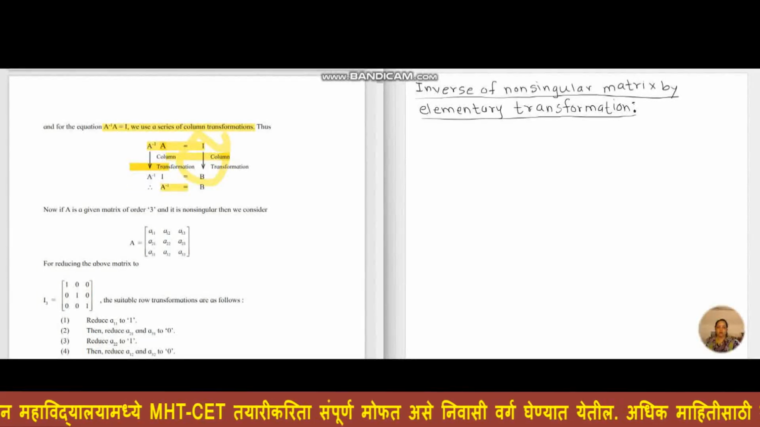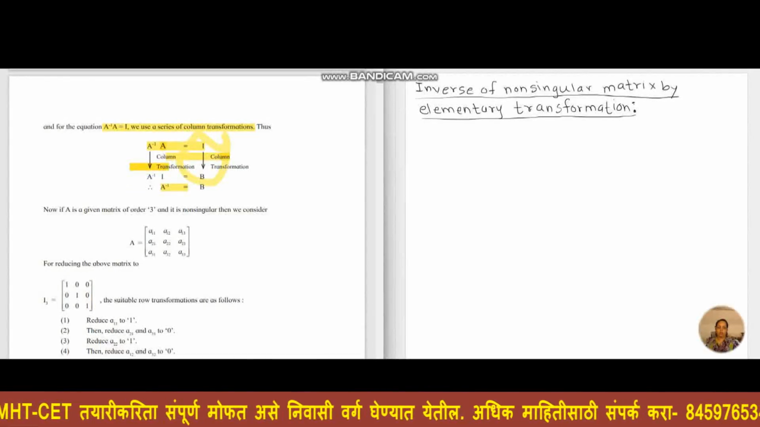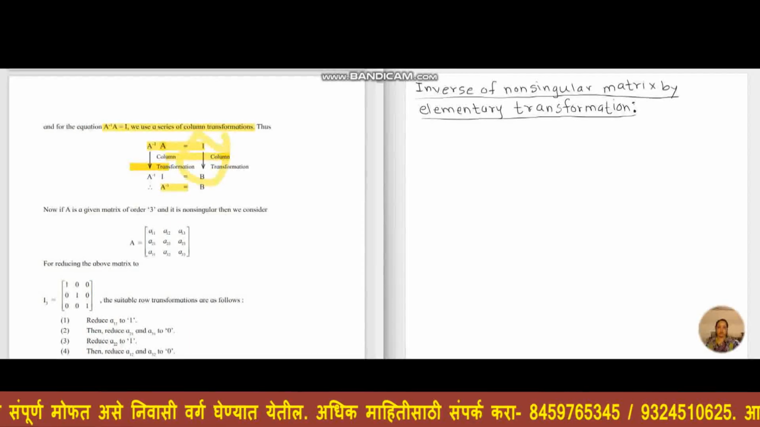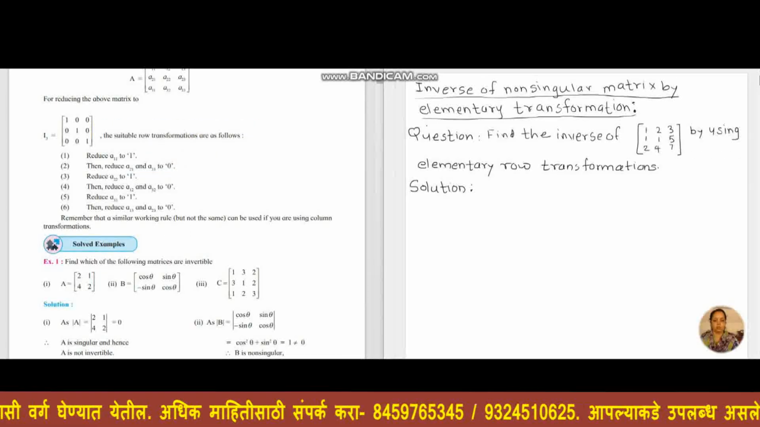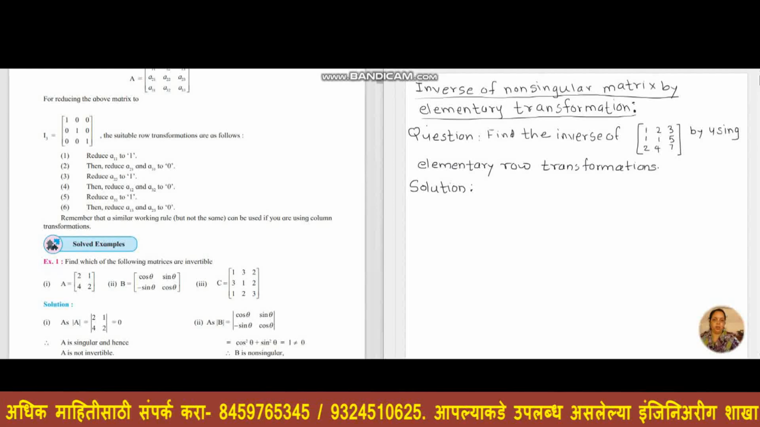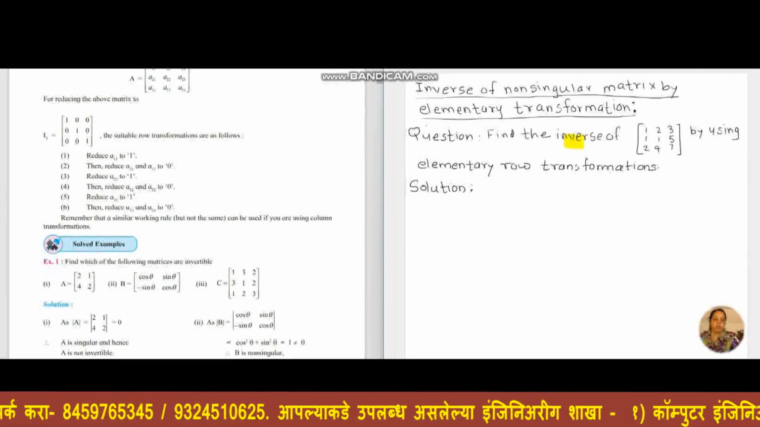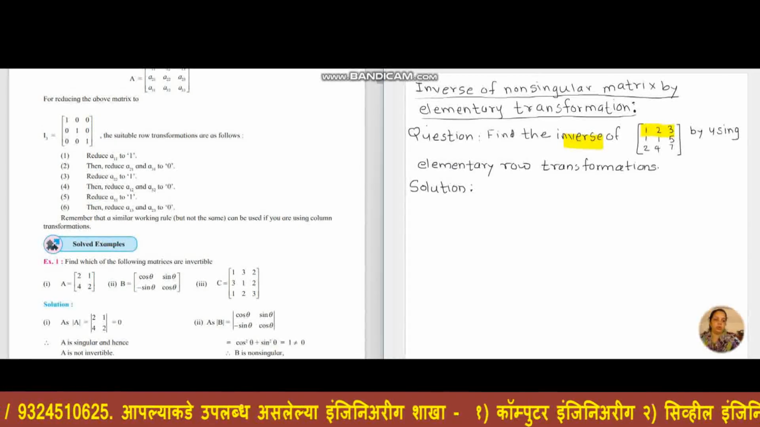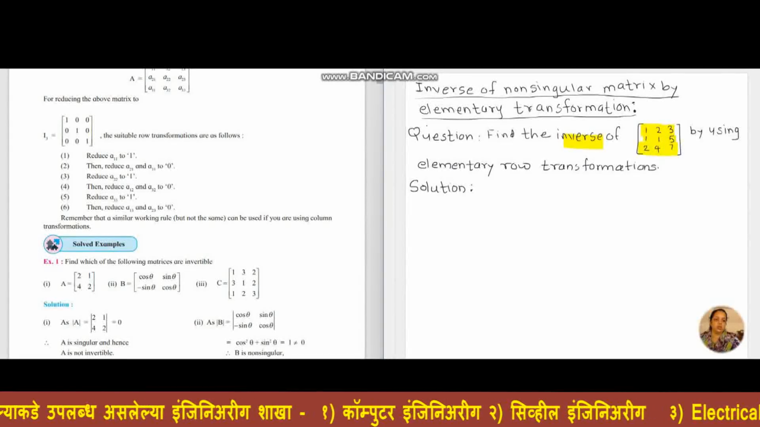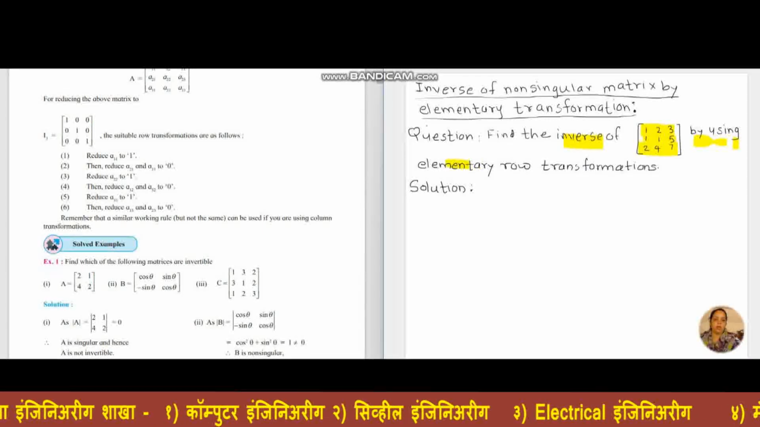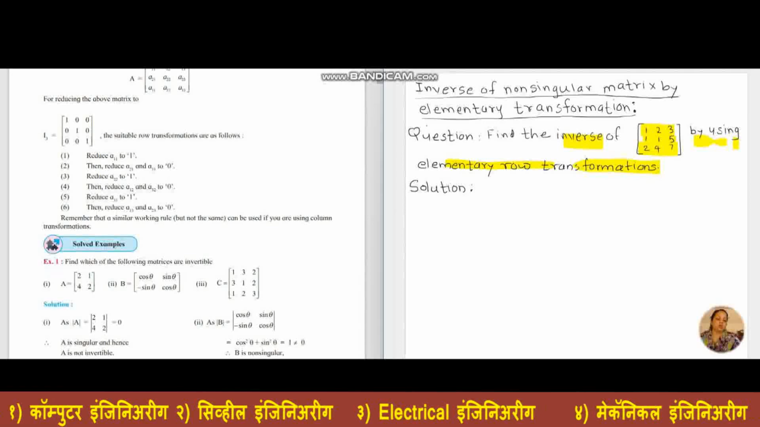So we will solve one problem by using elementary row transformations. The problem: find the inverse of the matrix 1, 2, 3, 1, 1, 5, 2, 4, 7 by using elementary row transformations.